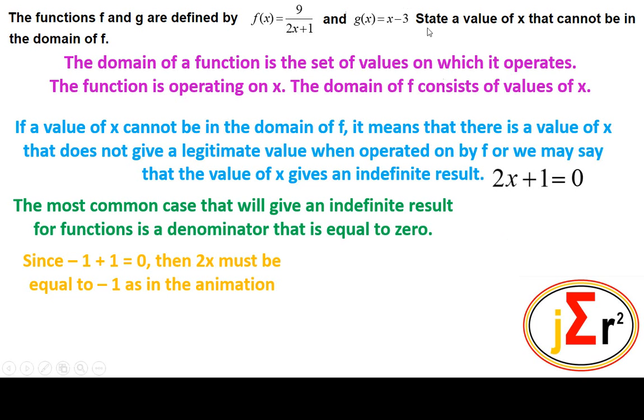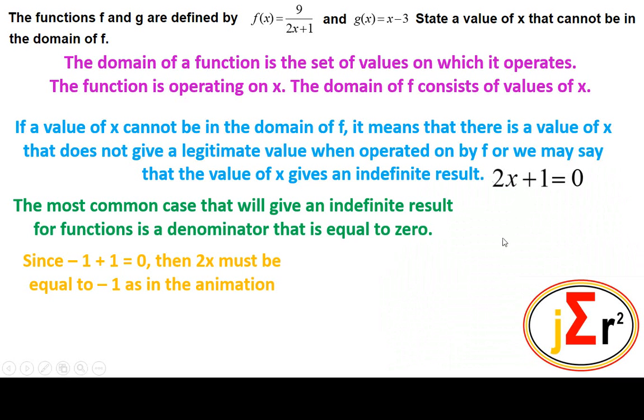As the problem states, state a value of x. That means we should be able to state it without actually showing our working. We should be able to do that mentally. We are demonstrating here that our mental approach can result in us getting the answer without writing things down. If 2x plus 1 is equal to 0, we know that negative 1 plus 1 is equal to 0. Therefore, this should be replaced by a negative 1.